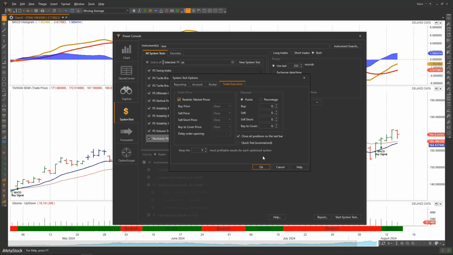I am leaving it on realistic market prices, which just means if it gets a MACD signal today, like right here, it would wait until the next day to trade because it's not sure if that signal came in towards the end of the day or towards the first of the day. It doesn't know where it happened unless you're doing intraday. And so the most realistic way to trade that would be either to buy at the close or buy at the open of the next day, which is what realistic sets it to.